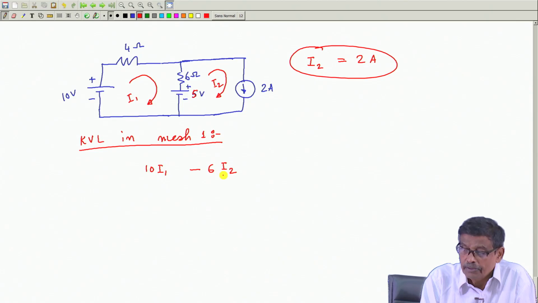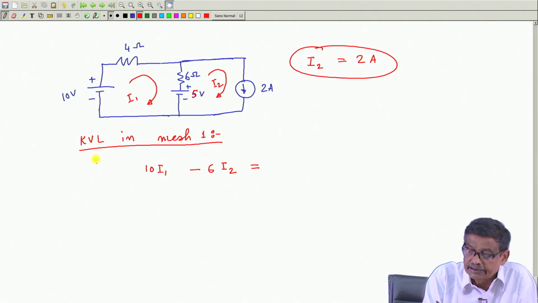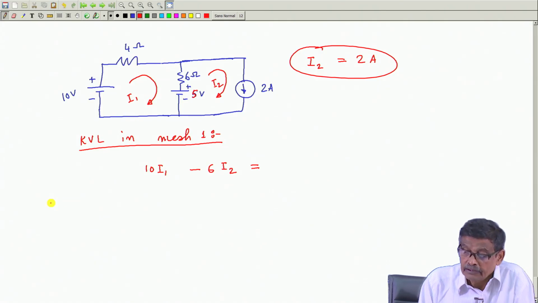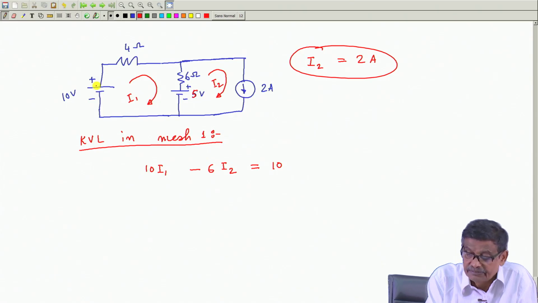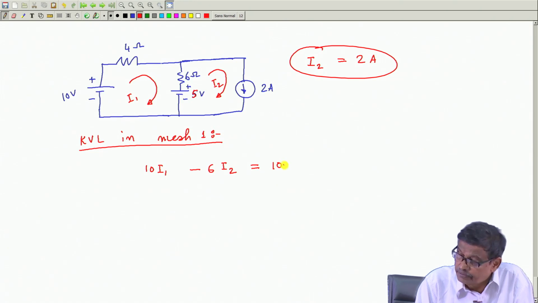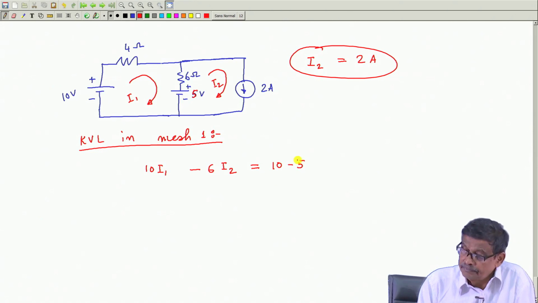And only 2 meshes, so 2 mesh currents, and on the right hand side I should write down the sources acting in mesh 1. It will be 10 because polarity of battery is such that it aids this I 1 direction, minus 5, is not, that is equal to 5.